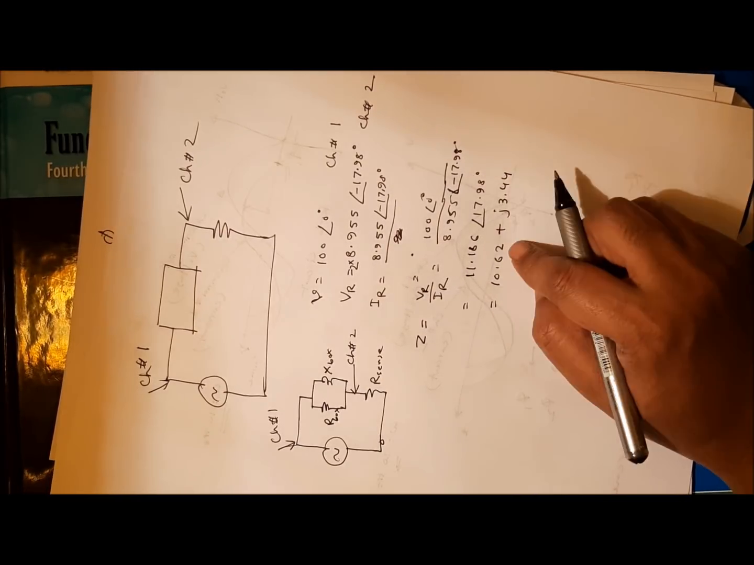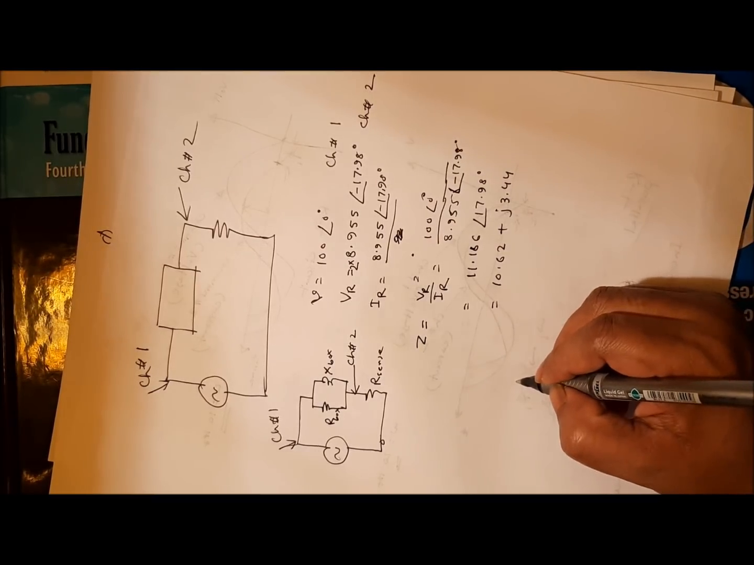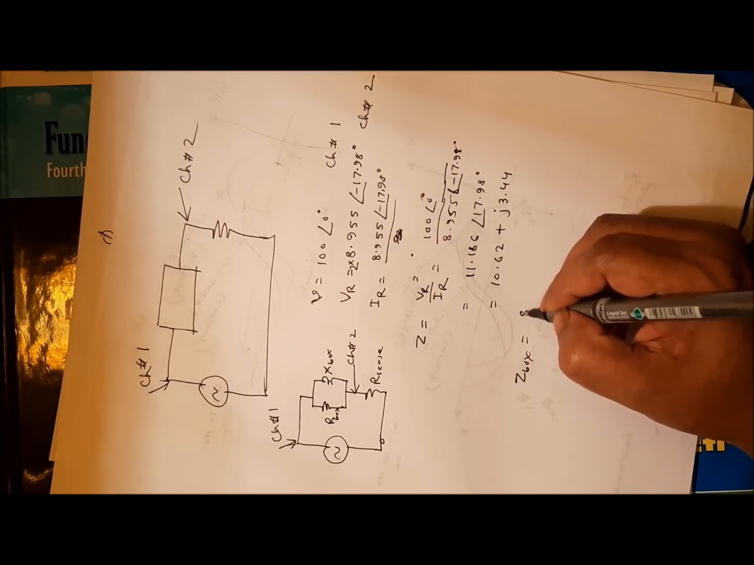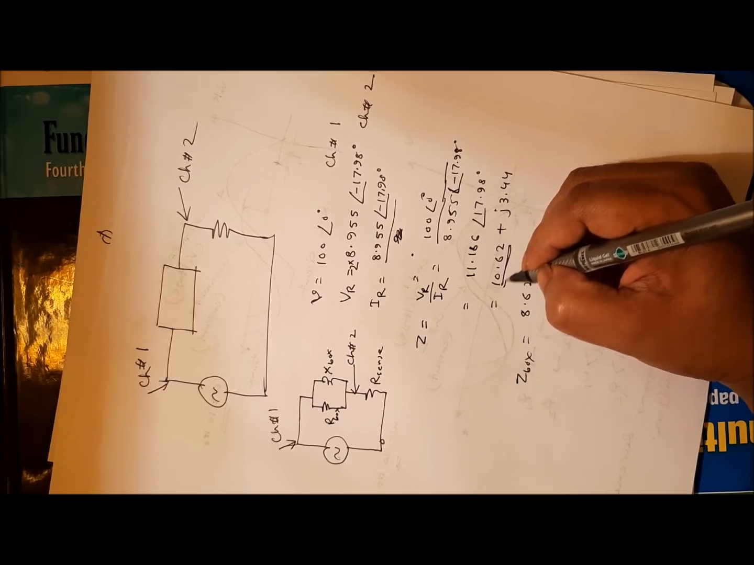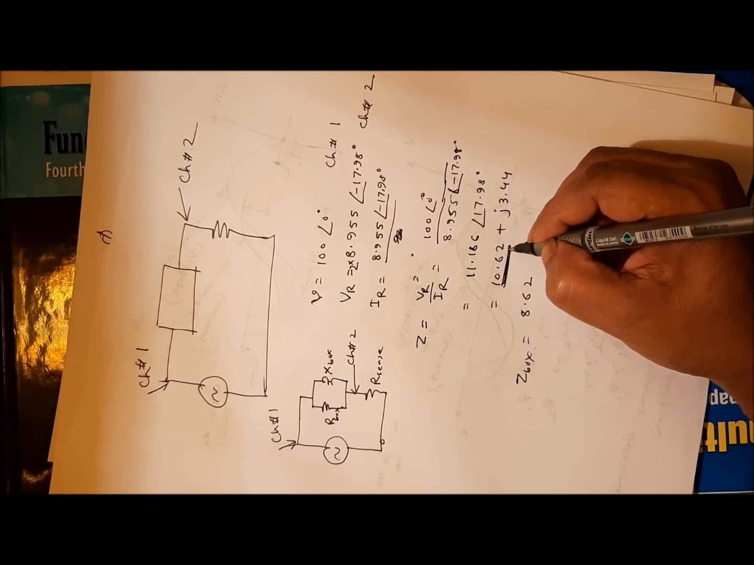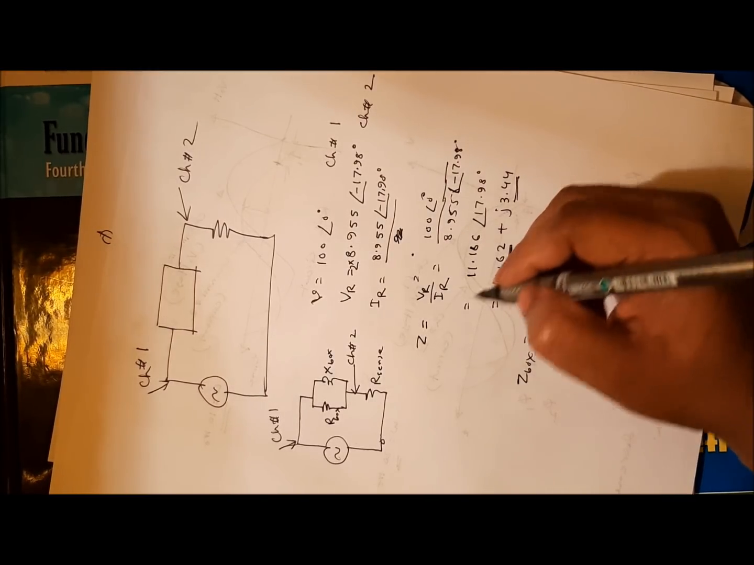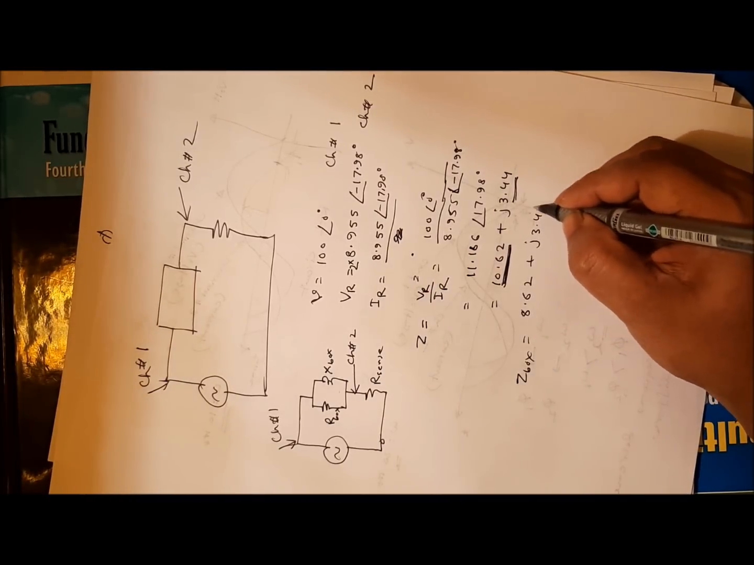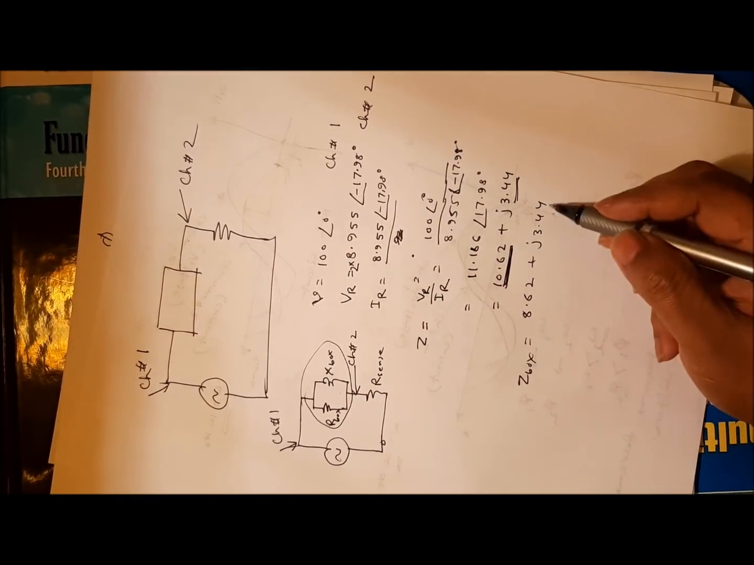You can subtract 2 ohms from here. So you'll get the impedance of the box as 8.62. I subtract 2 ohms because this is the total resistive value and total inductive value. If I subtract 2 ohms, I get the resistive value for the box plus j3.44. Now you have the impedance of this part.